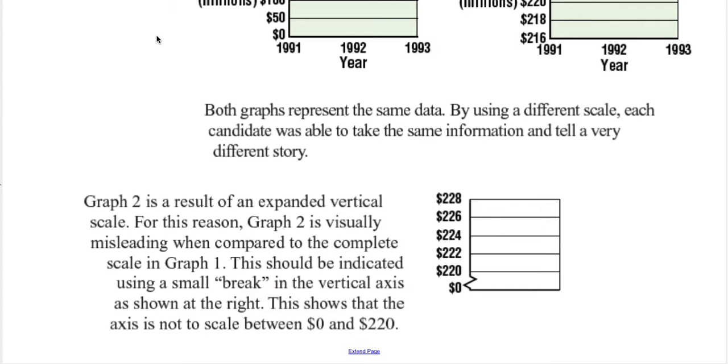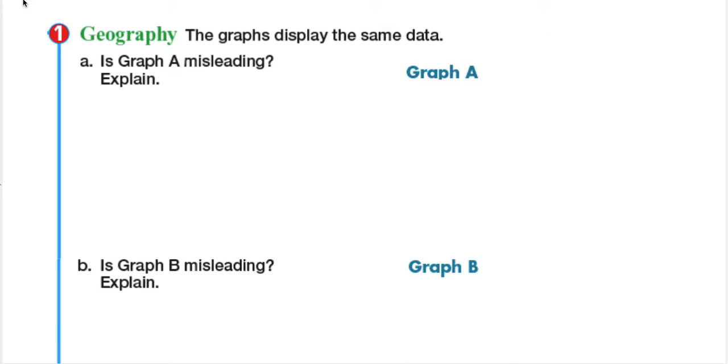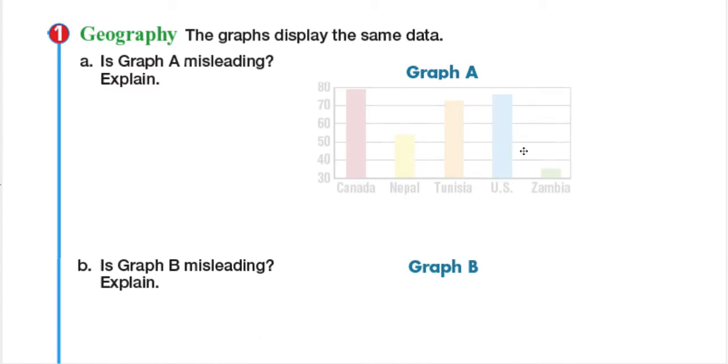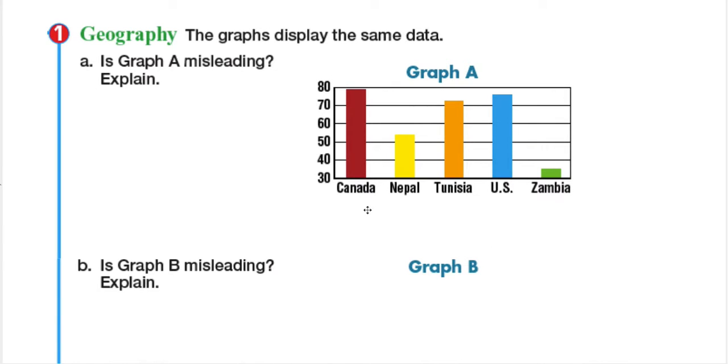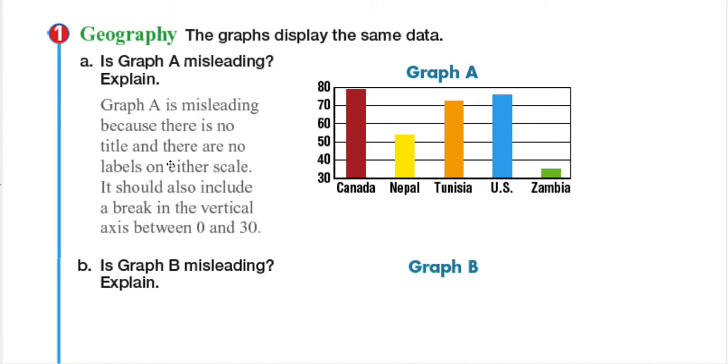Let's take a look at example number 1 and see what a misleading graph is. The graph displays the same data. Is graph A misleading? Explain. Let's look at graph A. Obviously, there are a lot of questions you want to ask about graph A. Therefore, this can be misleading because there is no title on the graph. There are no labels on either scale. It should also include a break in the vertical axis between 0 and 30. So graph A is misleading.